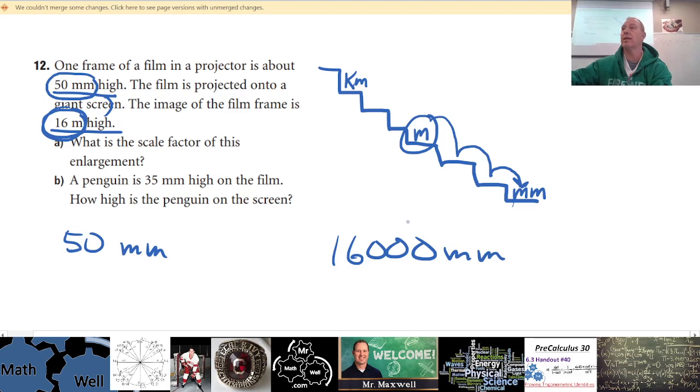So that should help there. That's all I'll give you there. But what is the scale factor? And then you can do B as well. All right? That's your start. Work on that for tomorrow.